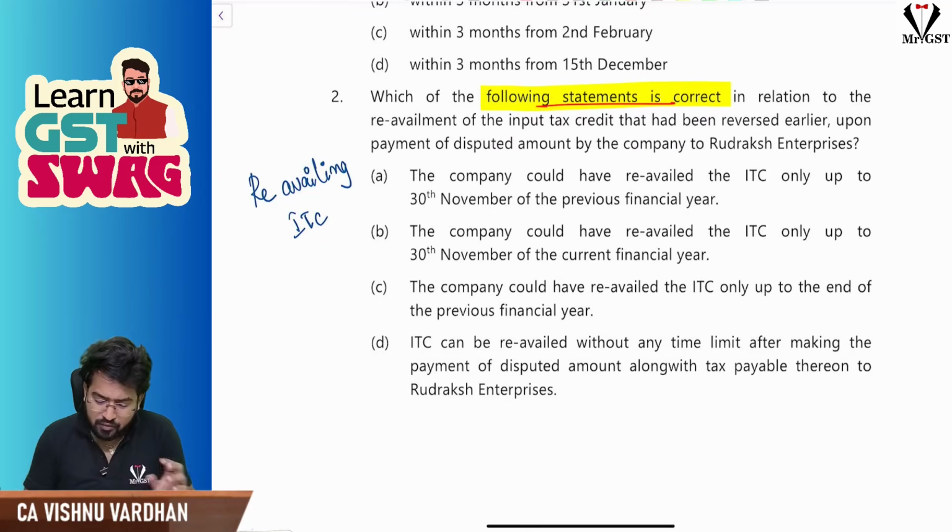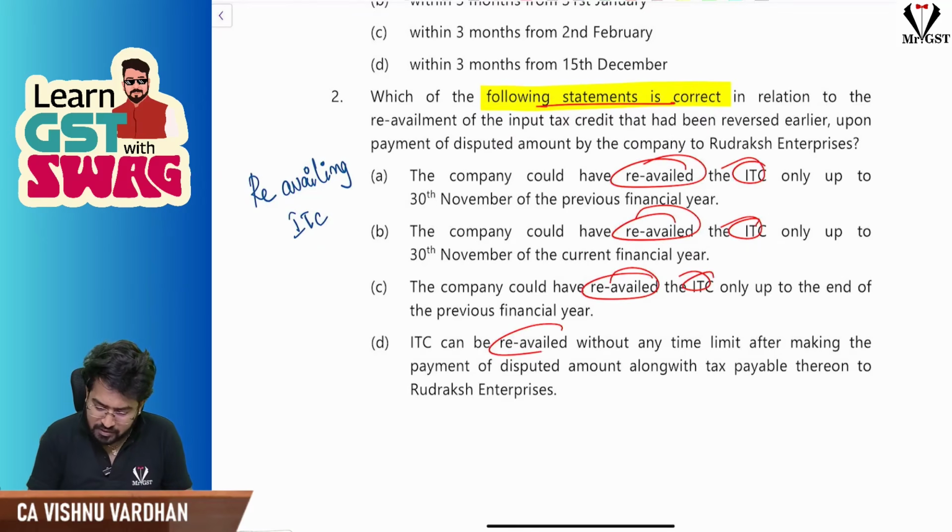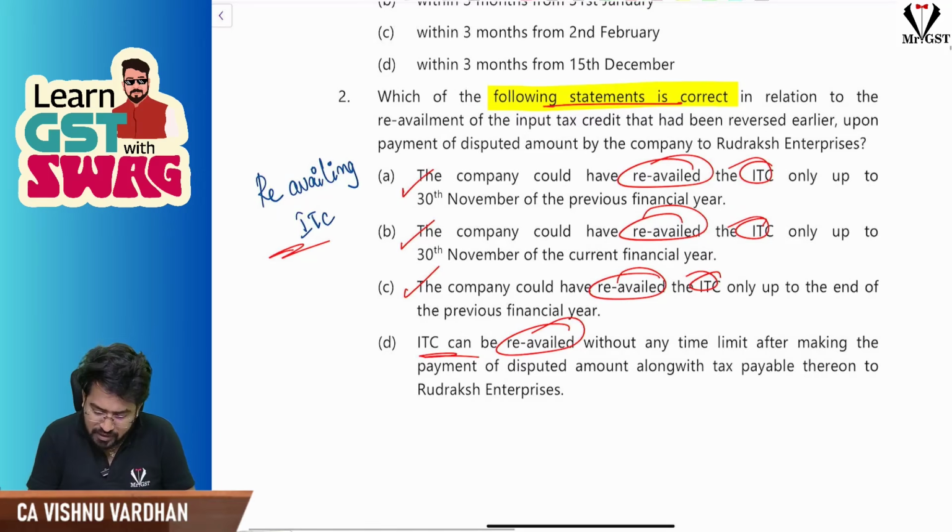Next, which of the following statements are correct? In this, they are fully talking about re-availing ITC. If you see, they spoke here about a time limit for re-availing ITC, but in this case they have given that ITC can be re-availed without any time limit. For availing ITC there is a time limit, but for re-availing ITC there is no time limit, as you know. So this should be the correct answer, even without checking the question, we can tell that.